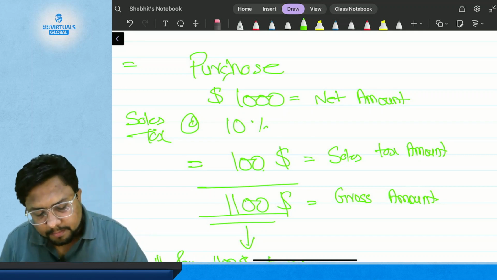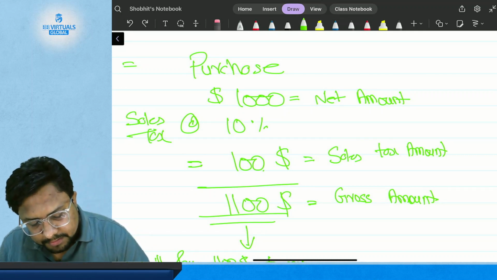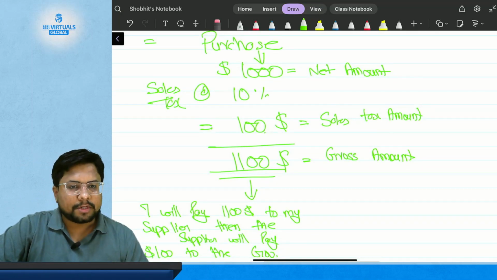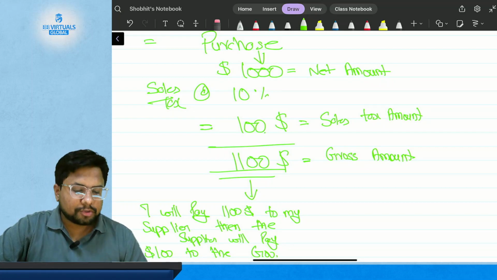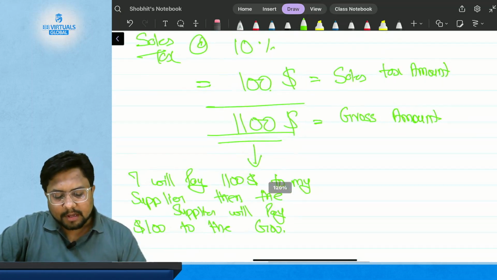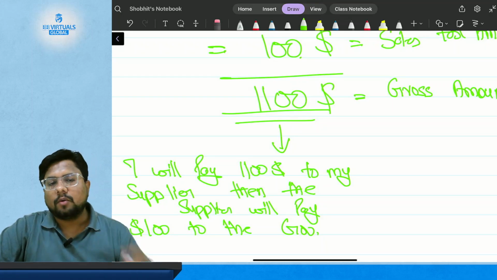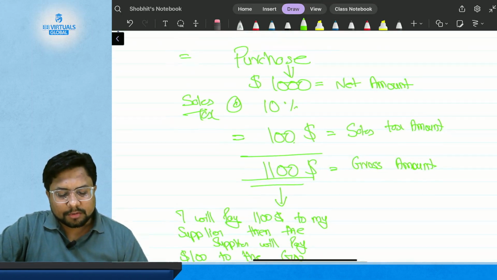This is regarding the purchase. Okay, where you have purchased $1,000 of goods on which 10% tax is charged. So you have ended up paying $1,100 to the supplier and he has paid $100 to the government. Okay, so this is your purchase.